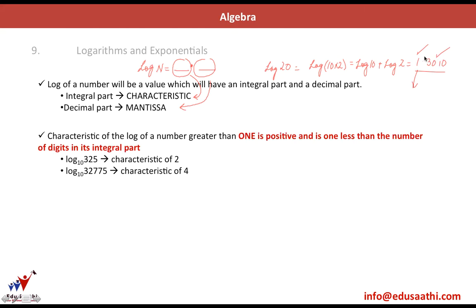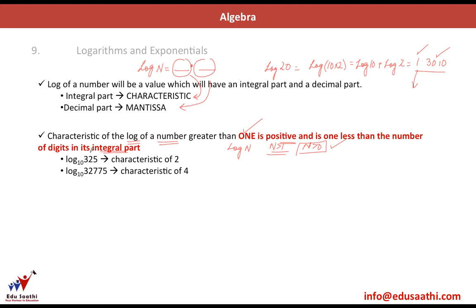Now this characteristic is very important. Consider the characteristic of the log of a number greater than 1. I already know that log can only be specified for a positive number; n has to be positive. So if n is greater than 1, then the characteristic comes out to be positive and is 1 less than the number of digits in its integral part.